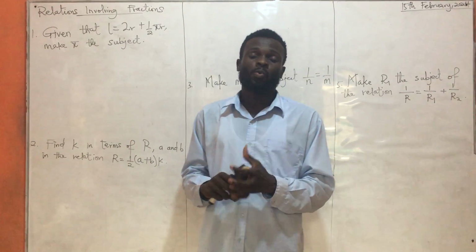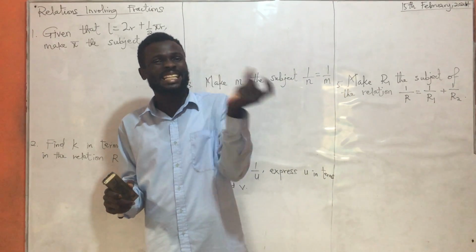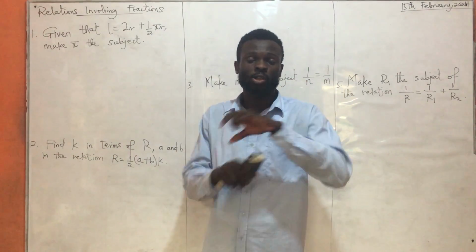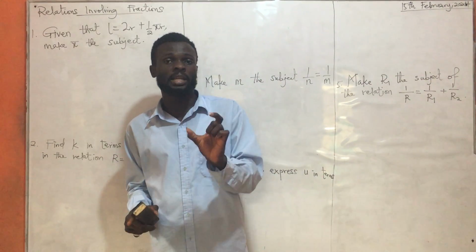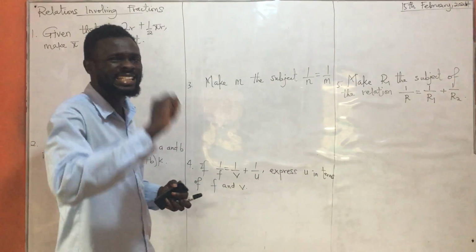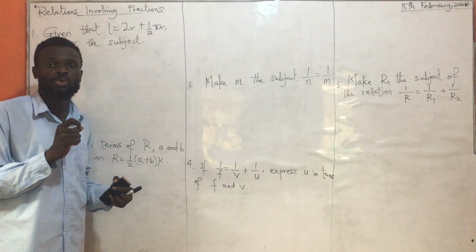Now, if the relation is a fraction, to make a variable the subject, we have to know the least common multiple of the denominators in the relation. When you know the least common multiple of the denominators, you multiply each term by the LCM that you are able to get.